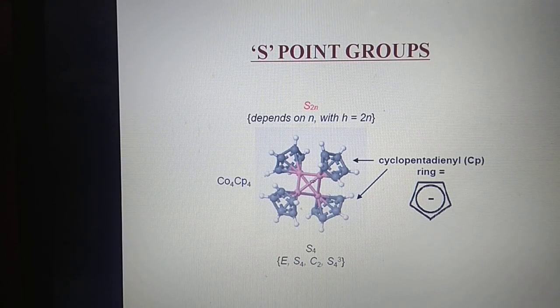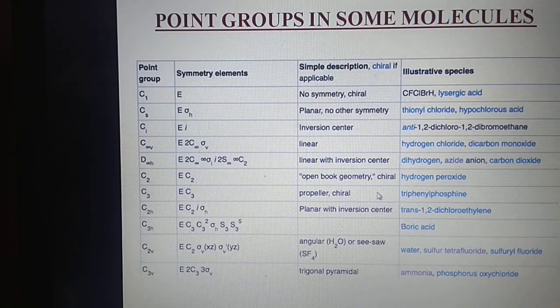Okay, next one are the S point groups. Now, we have already studied in S point group, in addition to principal axis, there must be only identity and one another symmetry operation, that is S2n. Now, the principal axis C2, then S must be S4. Here the example is cobalt(Cp)4, where Cp is the cyclopentadienyl ring.